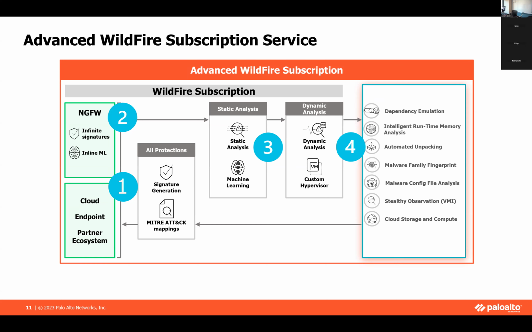Let's see, anything fancy here. So when you do your endpoint, it comes over here on the left, you can then go to the next generation firewall, which is the signatures, et cetera, with your inline machine learning. That can be sent off to static analysis, dynamic analysis, and pull all that stuff in there. This is all within the advanced Wildfire.